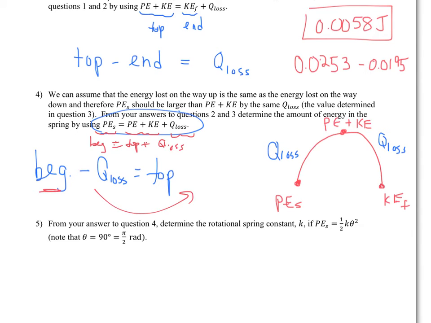So take the energy you had at the top. In my case, it was 0.0253. The energy that you had at the top, that was the answer you got in question 2. Add Q loss, which is the answer from question 3. Energy at the top plus Q loss, so 0.0253 plus 0.0058.